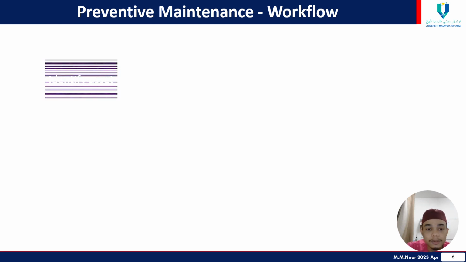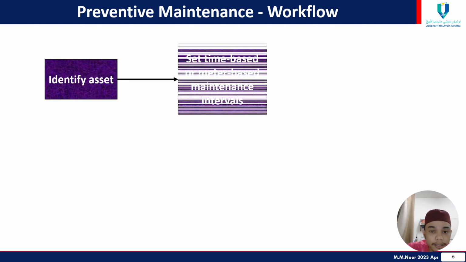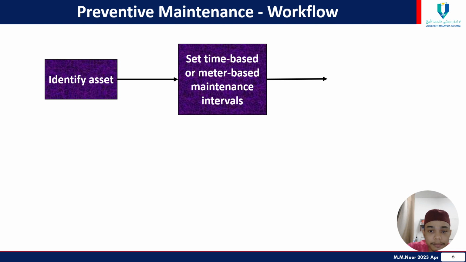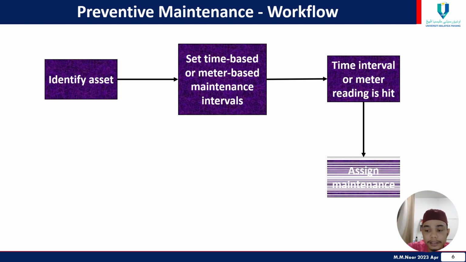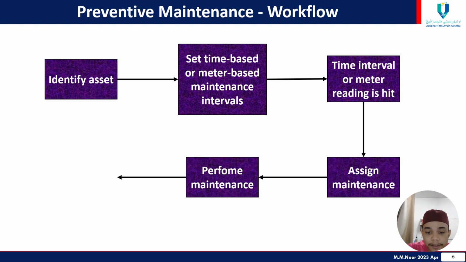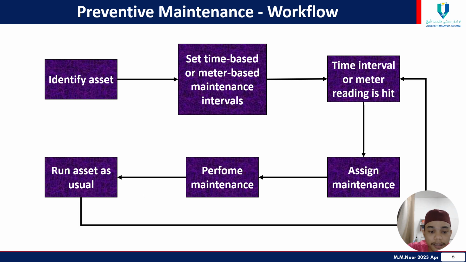Preventive maintenance workflow. First, identify the asset, and set a time-based or meter-based maintenance interval. When the time or meter reading is hit, assign maintenance, perform maintenance, and run the asset as usual. So basically, when the time or meter is hit, we need to assign the machine to maintenance.